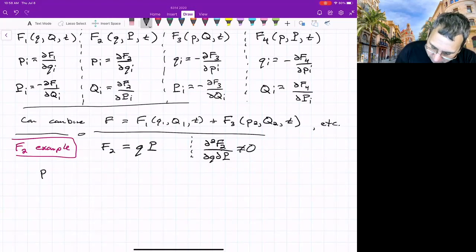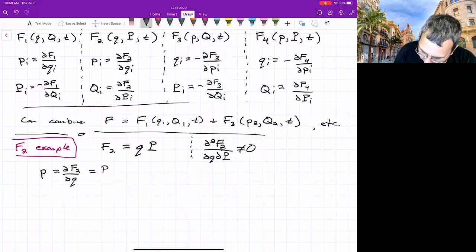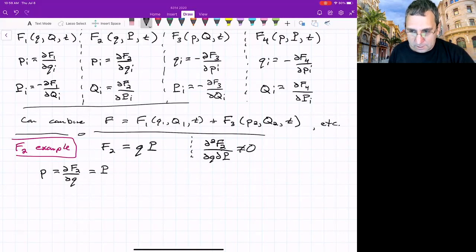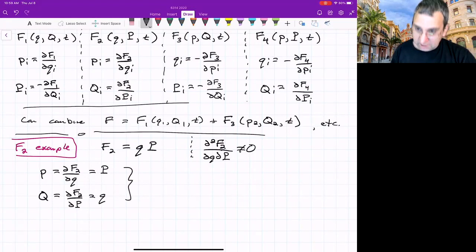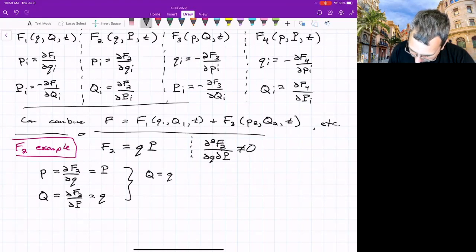So if we just follow the rules here, p is partial F2 partial q. And oh my goodness, that just gives us big P again. And then big Q is what? Partial F2 partial big P. And that gives us little q. If we combine these, it looks like we just have the identity. Little q equals big Q, and little p equals big P.